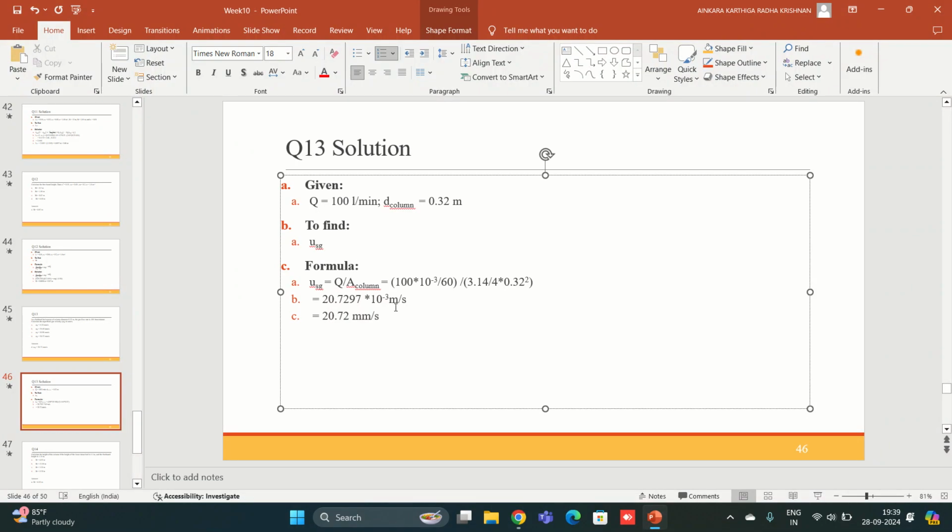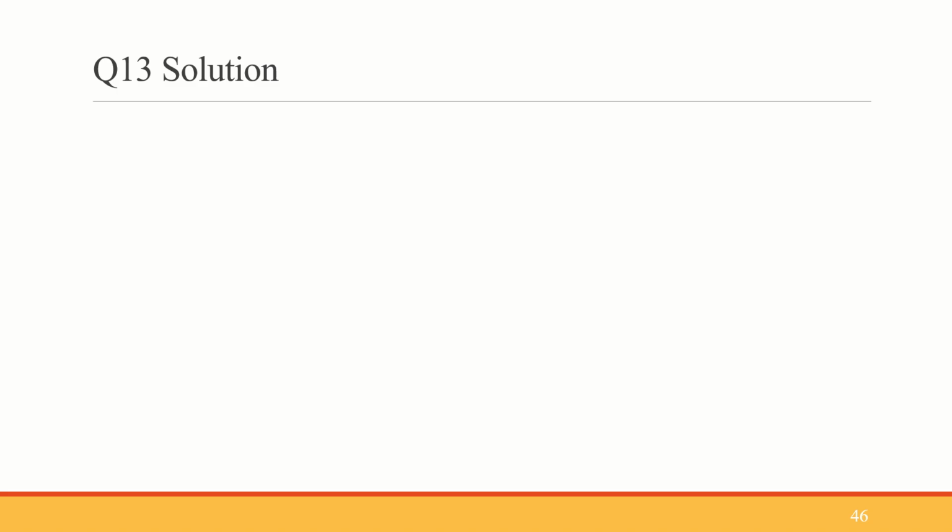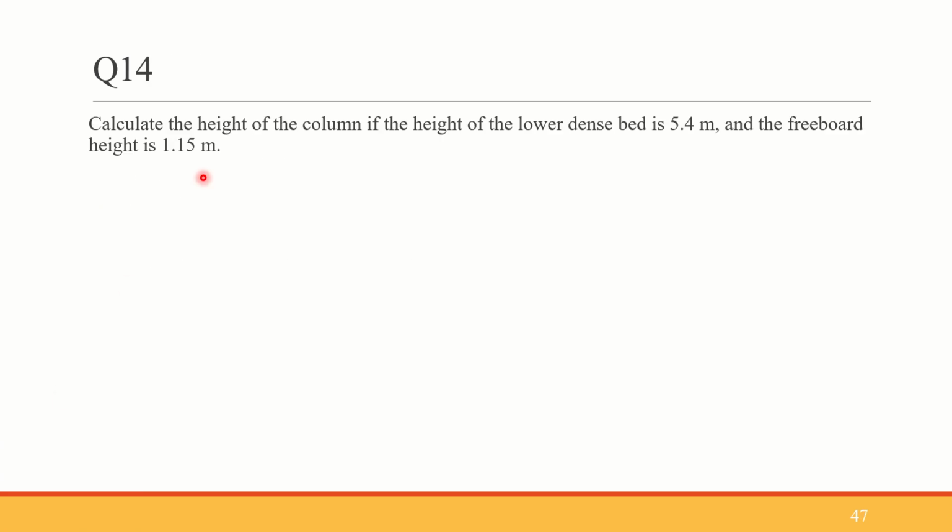Now we'll go to question 14. Calculate the height of the column if the height of the lower dense bed is 5.4 meter and the freeboard height is 1.15 meter. So we are asked to find the height of the column given that the lower dense bed is 5.4 meter and freeboard height is 1.15 meter.